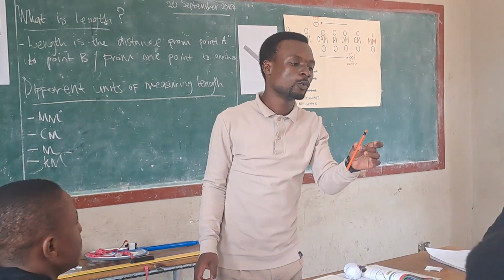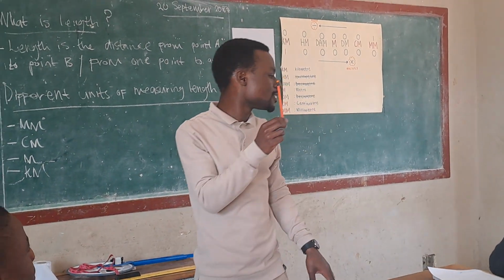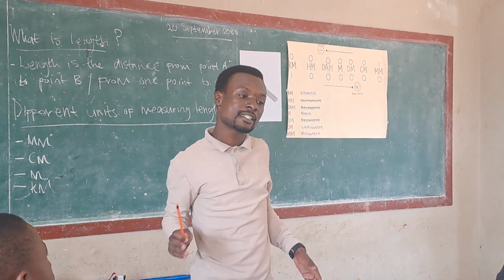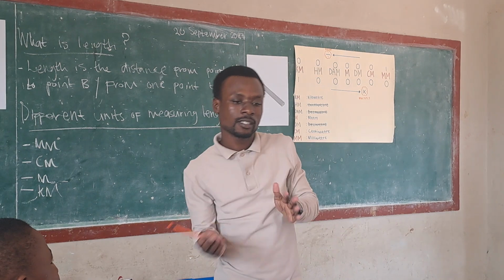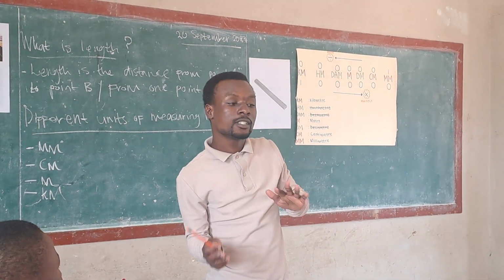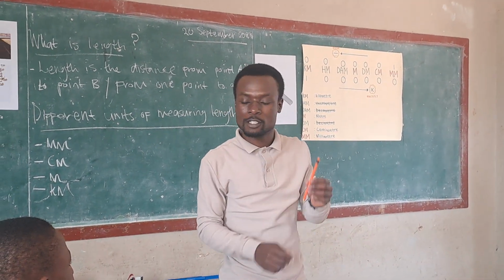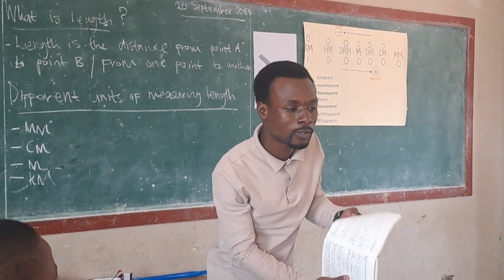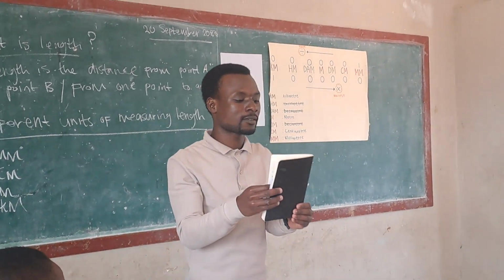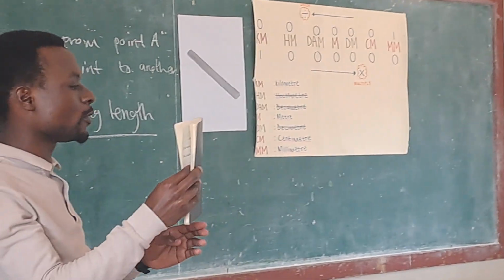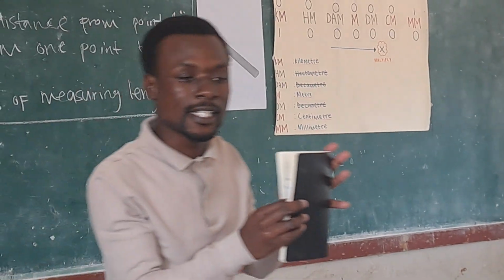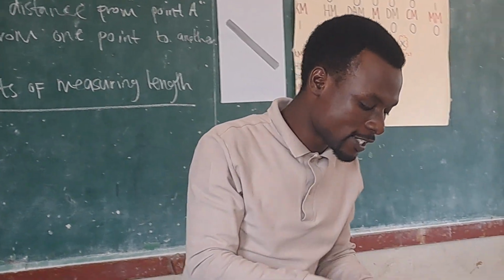When we are estimating, you can't say it can be 60 centimeters. When it comes to estimating, there's no wrong answer, but you have to be approximately close to the correct answer. So this pencil can be 15 centimeters. Then the length of this book, when estimating, it can be 20 centimeters.